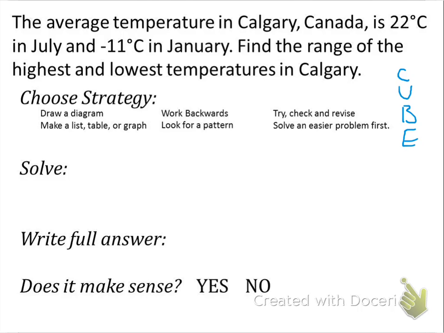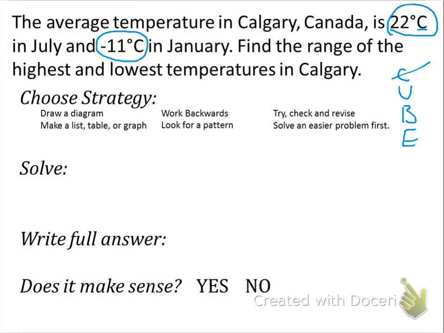C-U-B-E. What these stand for is actually written on the corner of your desk too, under the problem solving strategies. So the C starts with circle the numbers and units. So I go through: the average temperature in Calgary, Canada is 22 degrees Celsius. There's a number and its unit. Make sure you circle that, degrees Celsius, in July, and negative 11 degrees Celsius, so I circle that again, in January. Find the range of highest and lowest temperatures in Calgary. Okay, so I've done the C.